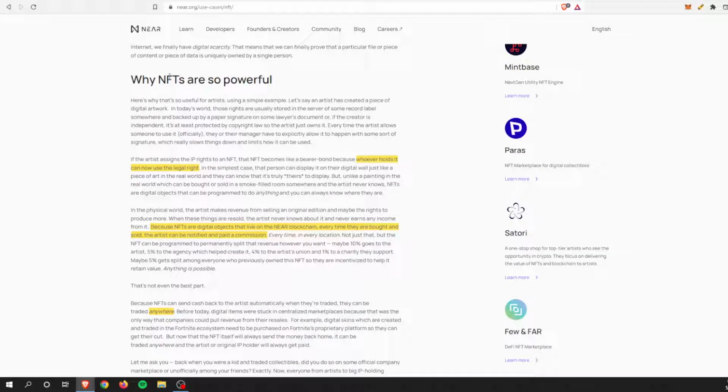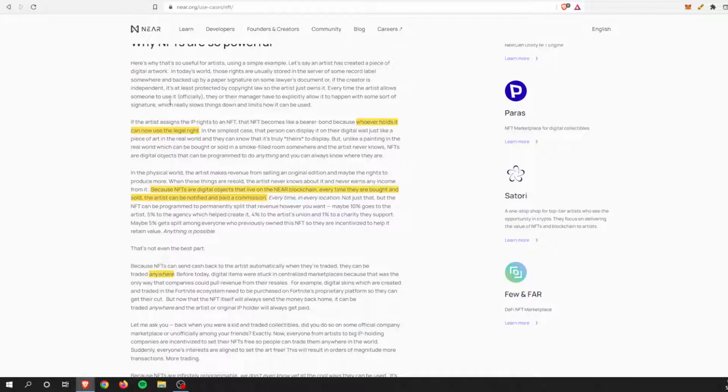So why are NFTs so powerful? I think Near does a really good job of breaking down the importance of NFTs. So if an artist assigns IP rights to an NFT, that NFT becomes a bearer bond because whoever holds it now has the legal right.